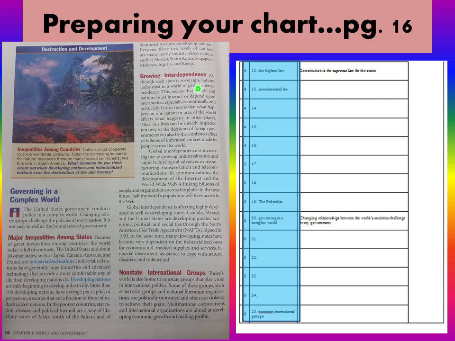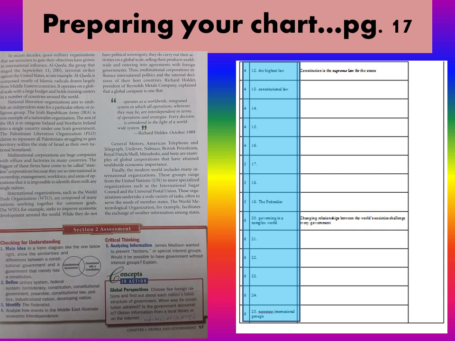We are almost done with getting this ready. Growing interdependence. Big red letters. Number 24. Skim. I'm not seeing any blue words or black words in this area, but we got this right here. Non-state international groups. That goes in your last box. And then there's nothing else on page 17. There's no other words on here. This is all just normal reading. No blue or black or red.